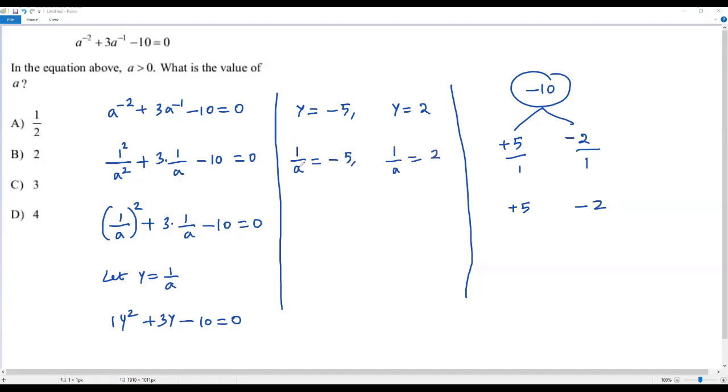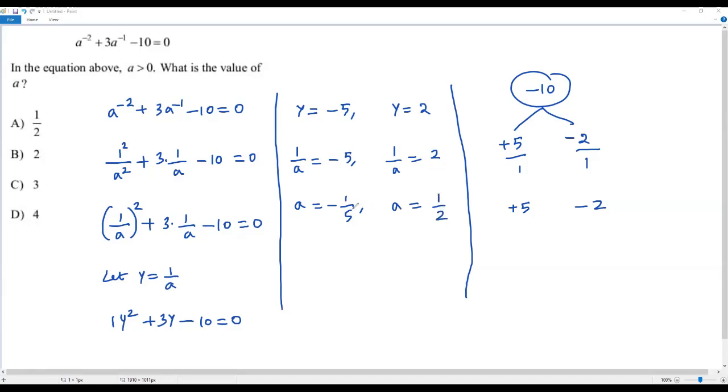Okay, my aim is to solve for a, but here a is in the denominator. So let's take the reciprocal on both sides of this equation. When I take the reciprocal of 1 over a, it will be a over 1, or just a. When I take the reciprocal of negative 5, it's negative 1 over 5. Now let's take the reciprocal on both sides of this equation as well. The reciprocal of 1 over a is just a, and the reciprocal of 2 is 1 over 2.